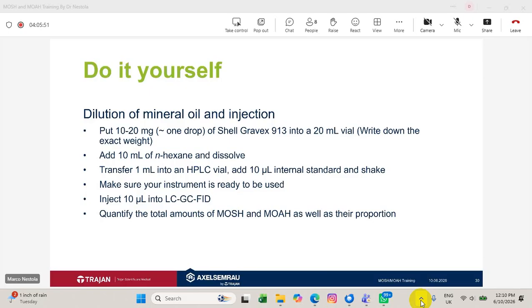What we will do is take 10 to 20 milligrams, which is, in fact, when you take a glass pipette, only one drop. That's essentially 10 to 20 milligrams. We'll put this into a 20 ml headspace vial. These are the ones we are also typically using on the instrument. You need the exact weight, so I hope we have a good balance somewhere here. Yes. But it's fantastic. I think you are producing very nice balances, so I think you will have one.